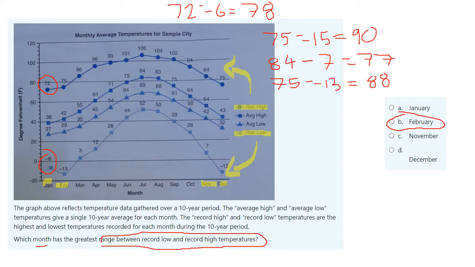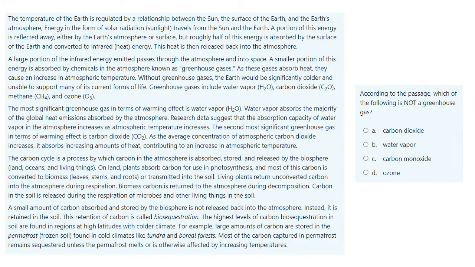The only way to answer this question is to work out the range for each of the 4 months in the answers. Now, according to the passage, which of the following is not a greenhouse gas? Carbon dioxide, water vapor, carbon monoxide, or ozone? So the temperature of the Earth is regulated by a relationship between the sun, the surface of the Earth, and the Earth's atmosphere. So the temperature is controlled by energy that comes from the sun, how much is absorbed by the surface of the Earth, and how much is absorbed by the atmosphere.